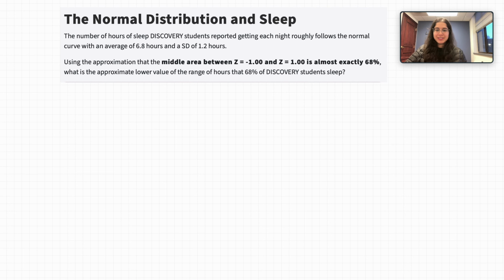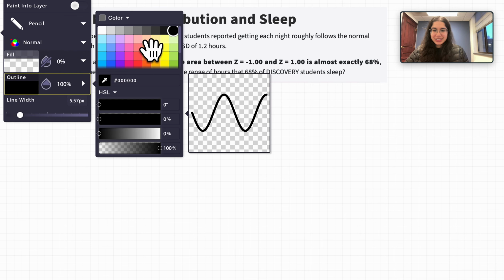I'm part of the Stat 107 team, and today we're going to do a question involving normal distribution and finding the actual x values given a z-score. So without further ado, let's go ahead and get started.